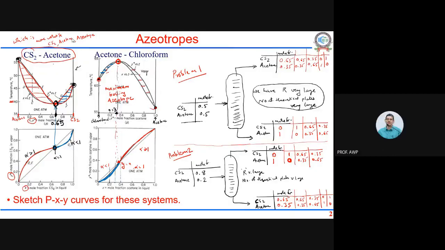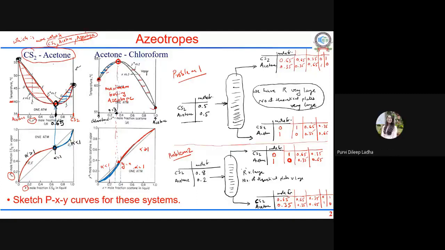Let me repeat the question. Let's not be in a hurry to answer. I am saying out of these three components, CS2 is one component, acetone is one component, and the azeotrope is one component, a mixture really, a constant boiling mixture, meaning x and y are the same. Which is more volatile, CS2 or acetone or azeotrope? Azeotrope. On what basis are you saying azeotrope is more volatile?